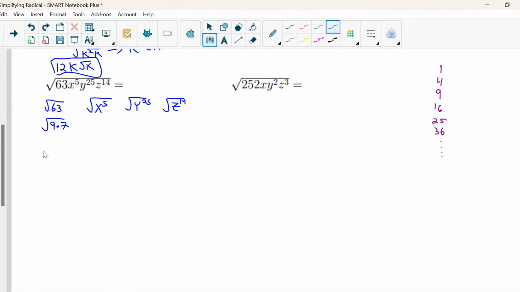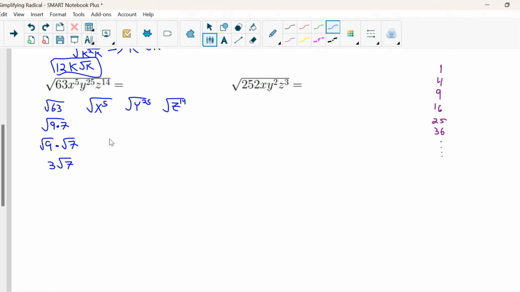And now I'm going to break up my radical. So I've got the square root of 9 times the square root of 7. The square root of 9 is just 3. And I can't simplify the square root of 7, so I'm just going to leave it. All right, now let's go ahead and break down our x value.